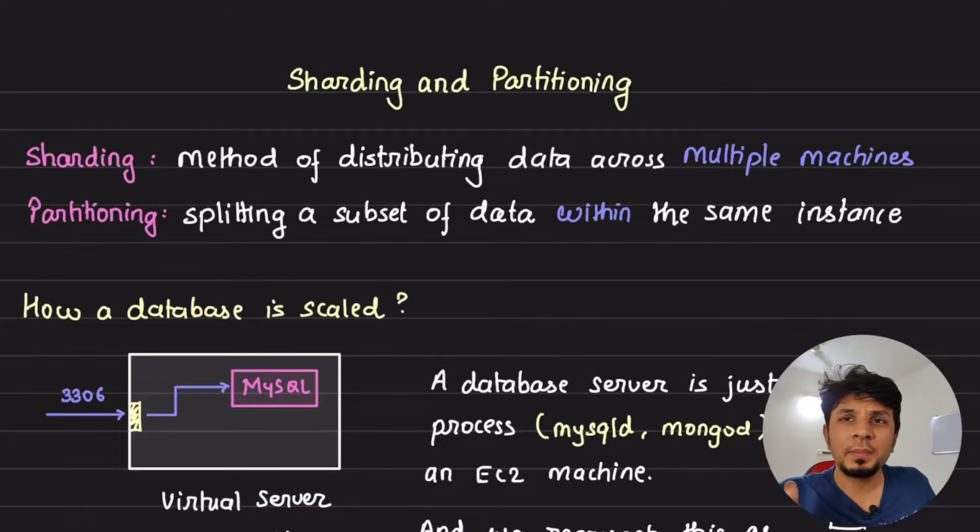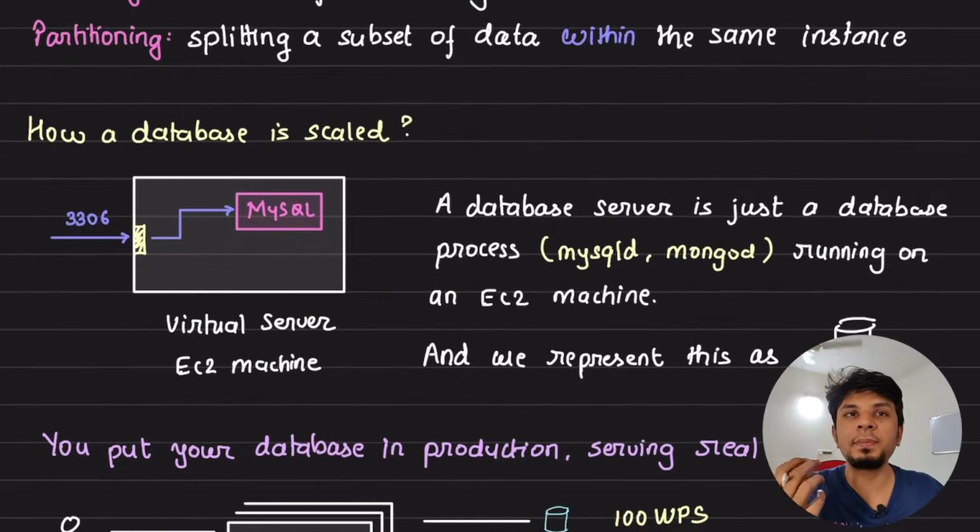So what is sharding and partitioning? A textbook definition says that sharding is a method of distributing the data across multiple machines, while partitioning is all about splitting the data. But before we understand what sharding and partitioning actually are and how we see them in the real world, let's talk about how a database is actually scaled, because sharding and partitioning as concepts are very tightly coupled with a database.